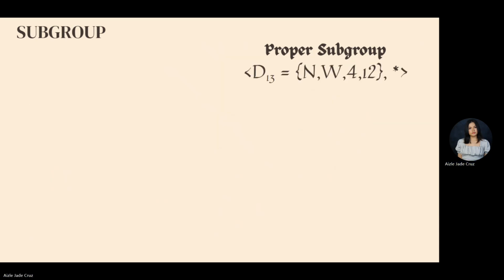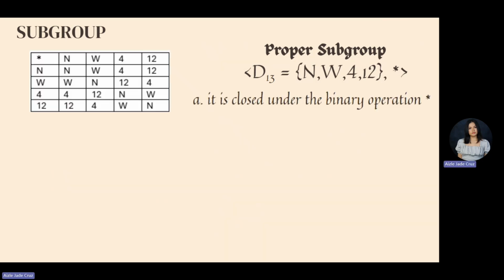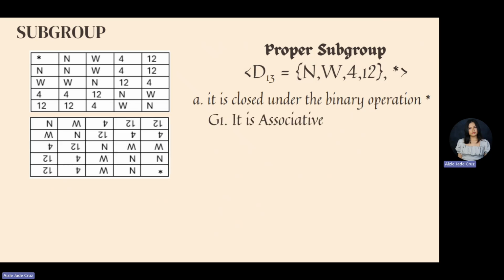Next, G sub 13 consisting of the elements n, W, 4, and 12 under the binary operation star. G sub 0, it is closed under the binary operation star. G sub 1, it is associative because if we rotate the table by 180 degrees, we can get the same structure as the original table.